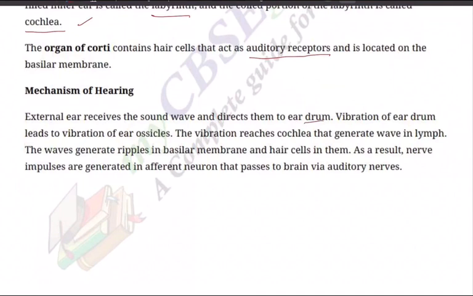Mechanism of hearing: the external ear receives the sound waves and directs them to the eardrum. Vibration of the eardrum leads to vibration of the ear ossicles. The vibration reaches the cochlea and generates waves in the lymph. The waves generate ripples in the basilar membrane and the hair cells in it. As a result, nerve impulses are generated in the afferent neuron that passes to the brain via the auditory nerves. And you know, in the brain there is a separate center for hearing. This is how the mechanism of hearing works.